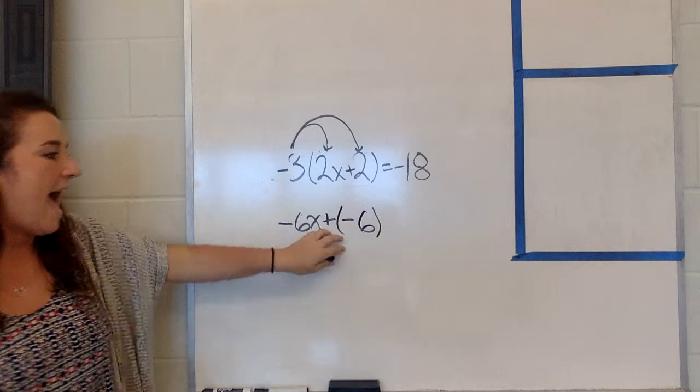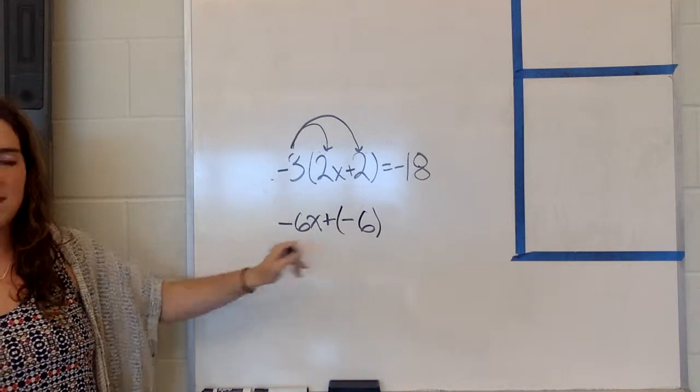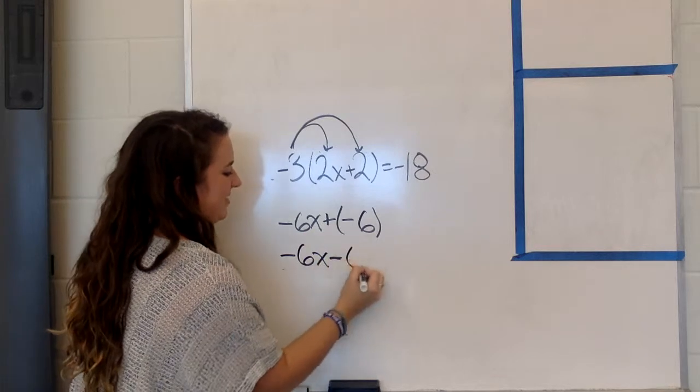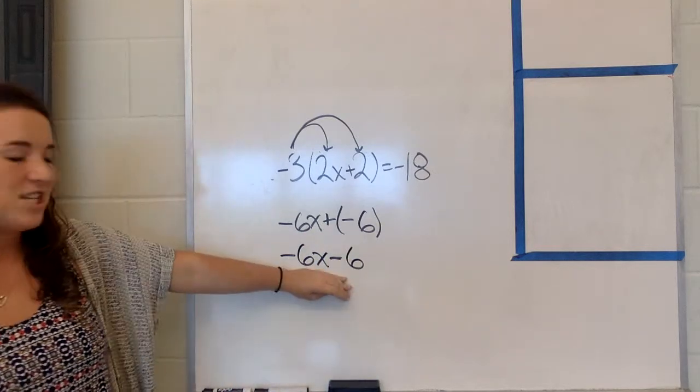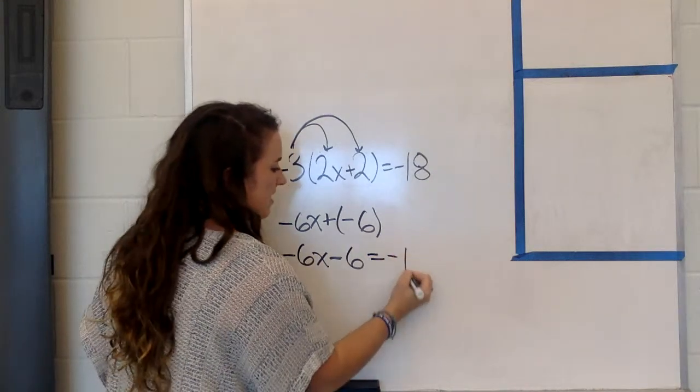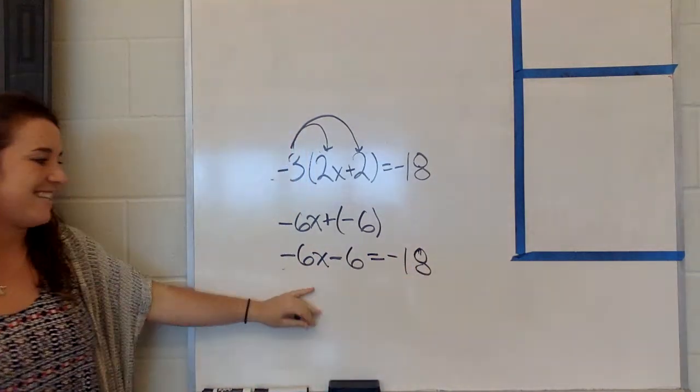So we'll keep our sign and we'll get negative 6. So now we're adding a negative. Adding a negative is the same as what? Adding a negative is the same as subtracting. So we can change this to negative 6x minus 6. Then we keep the other side of the equation exactly the same as it was.